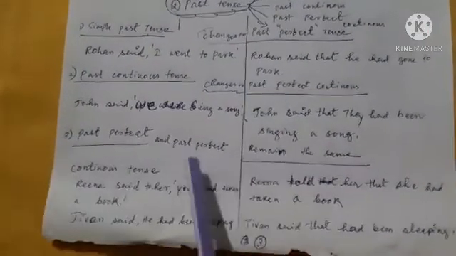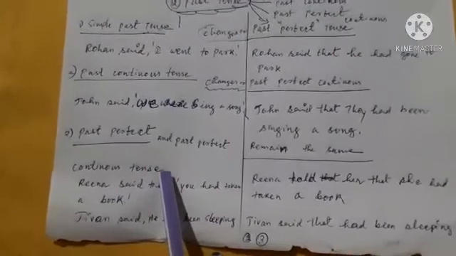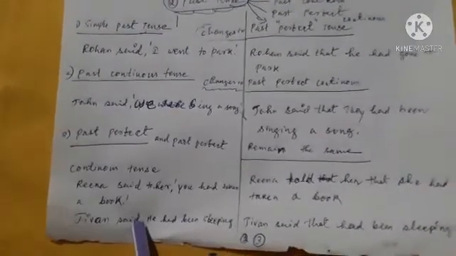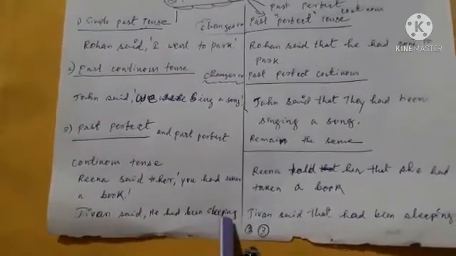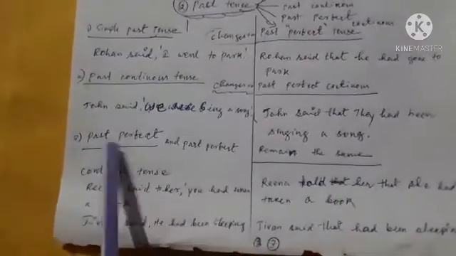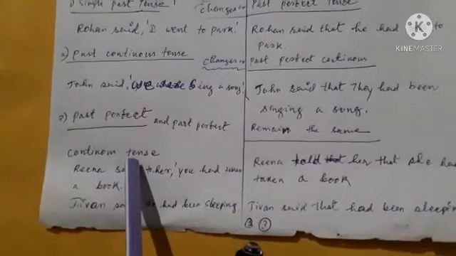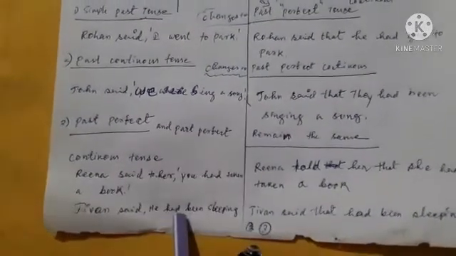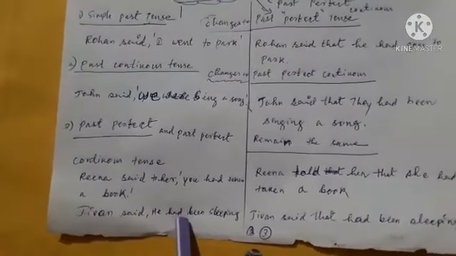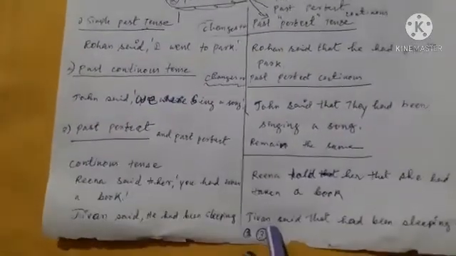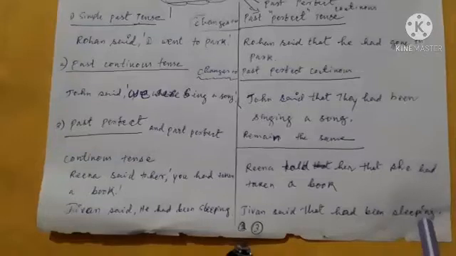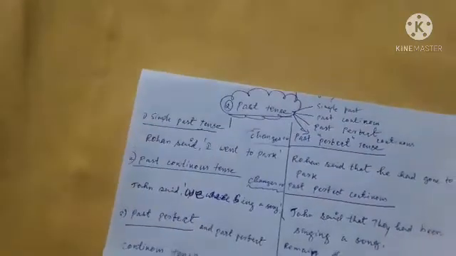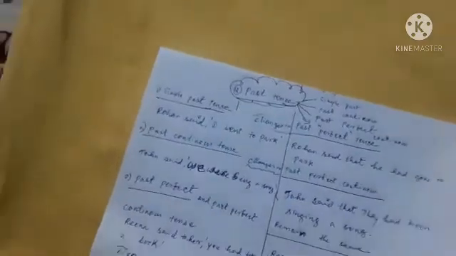Similarly, past perfect continuous tense also remains the same. For example, Jivan said, "He had been sleeping." It is in past perfect continuous tense, and therefore it remains as it is in indirect speech, as Jivan said that he had been sleeping. Okay? Having seen past tense, now let us look at the future tense.